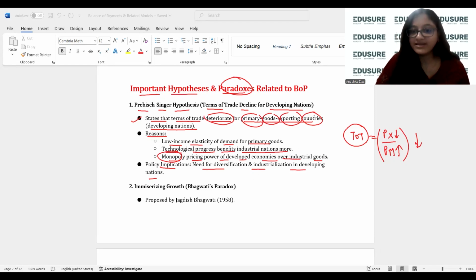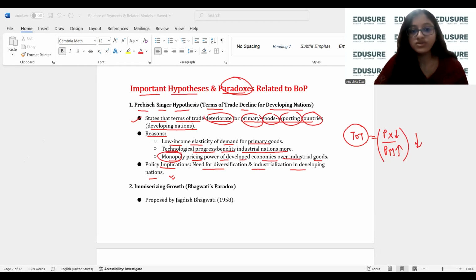We have to not only export primary goods, but also we should export the manufactured goods, export the final products for our own good, right? So we need more diversification, more industrialization in the developing nations to improve this situation. This is the first paradox known as the Prebisch-Singer hypothesis. I hope this is clear.